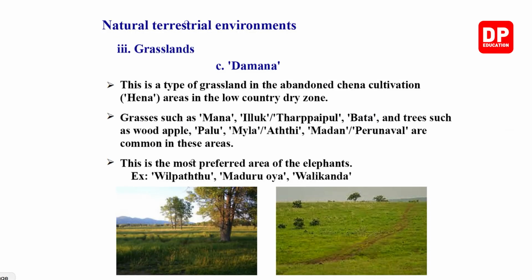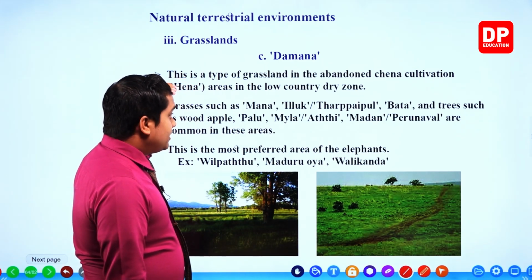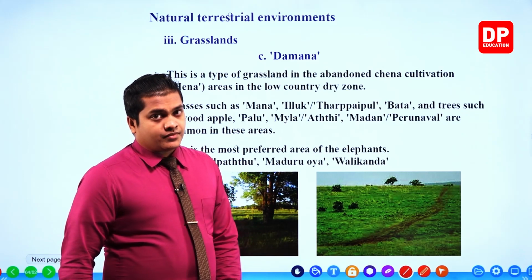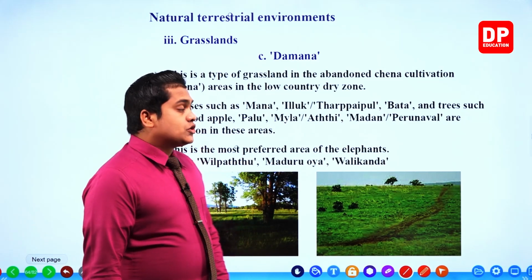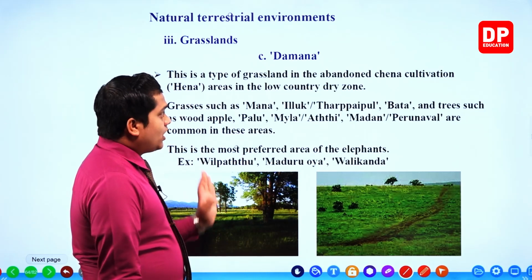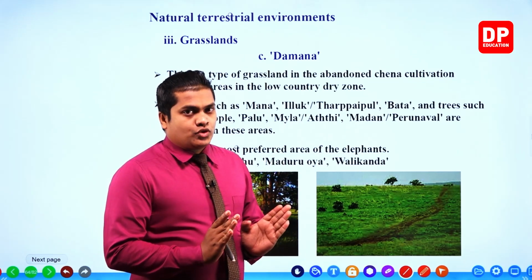Right, Damana. It is a type of grassland formed by abandoned Chena cultivation. So after abandoning Chena cultivation, we can observe the Damana grasslands. Okay, the specialty here, my dear children, is that Damana grasslands can be observed in the areas of the low country dry zone. So after abandoning Chena cultivation in the low country dry zone, those areas will convert into Damana grasslands.